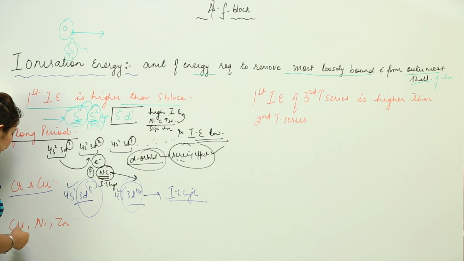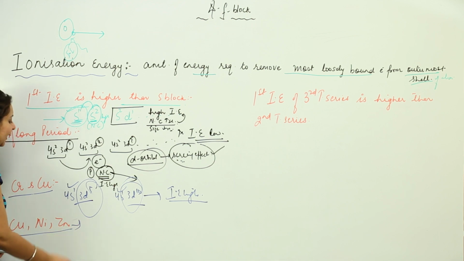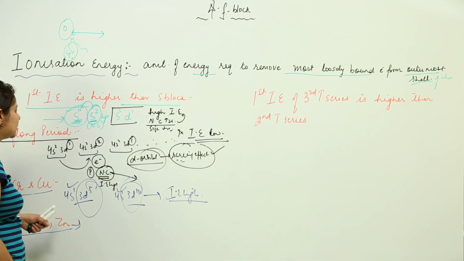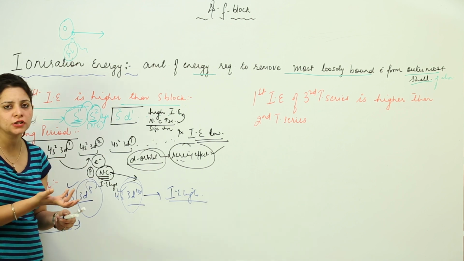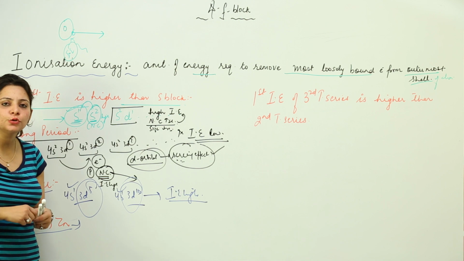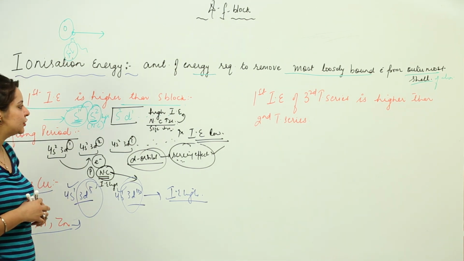So due to the extra stability of half filled and fully filled orbitals, they have high ionization energy. And if we talk about copper, nickel, zinc and so on, they cannot let more electrons be lost, again due to their high ionization energy.